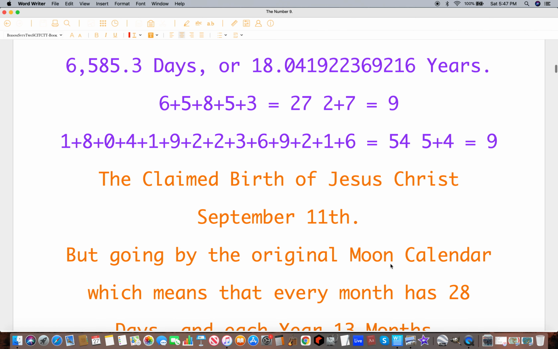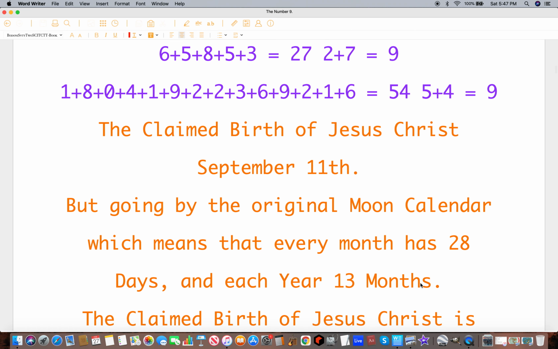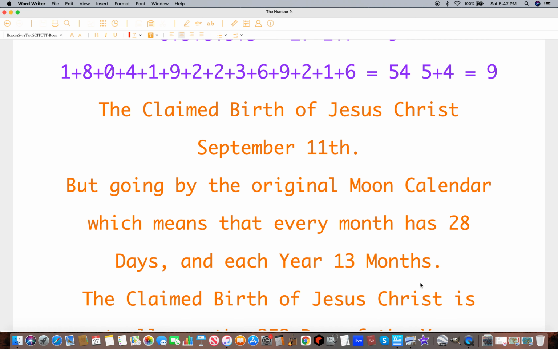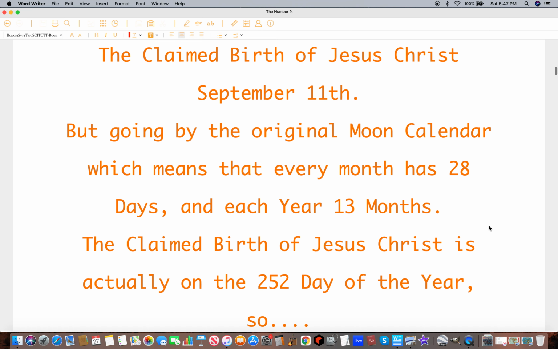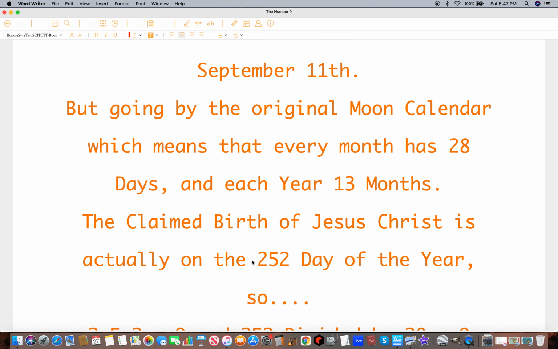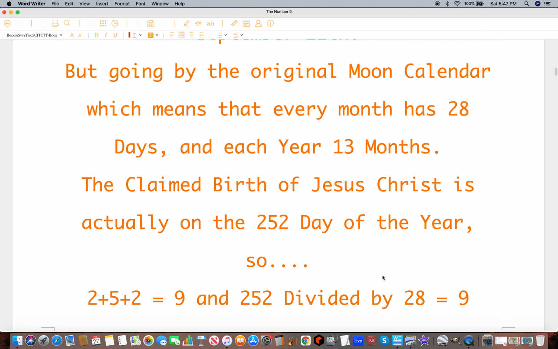Now, the claimed birth of Jesus Christ, September the 11th. Going by the original moon calendar, which would have been the calendar used back at that time, every month has 28 days and each year has 13 months, not 12. The claimed birth of Jesus Christ is actually on the 252nd day of the year. So that's 2 plus 5 plus 2 equals 9, right?